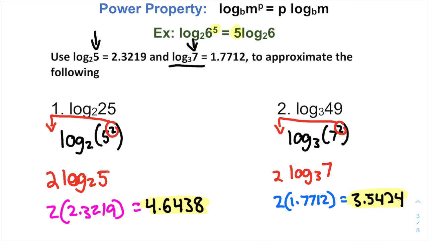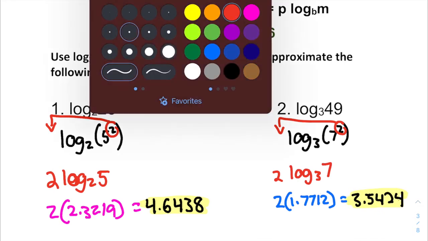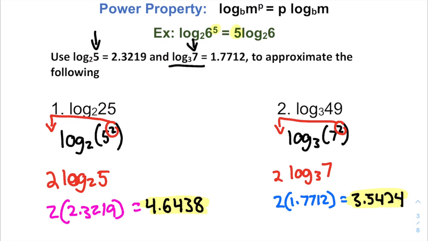As I mentioned again, we could check these answers to make sure we're correct by actually converting to an exponential form and raising the base to our answer. For example, problem 2, 3 to the x power is 49. We found out that that exponent should be 3.5424. In our calculator, we could raise 3 to that decimal, and we'll see that it's really, really close to 49, if not exactly 49.